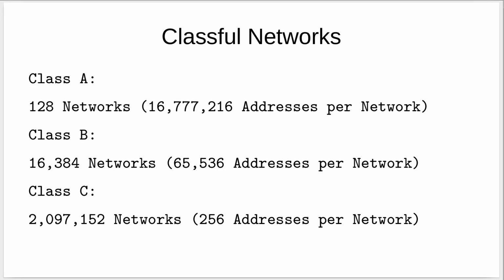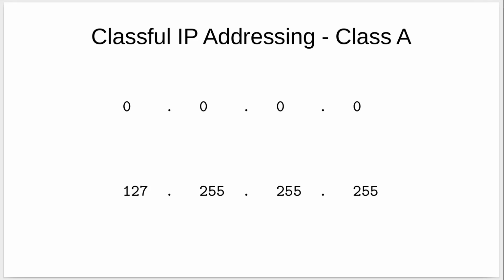Okay, so if we look at the Class A range, the Class A range ranges from 0.0.0.0 to 127.255.255.255. It does depend slightly on the textbooks you look at. Some textbooks will say it starts at 1.0.0.0 and ends at 126.255.255.255, but most textbooks would regard it as being the way it's shown in this slide. And mathematically, in binary, you'll see why.